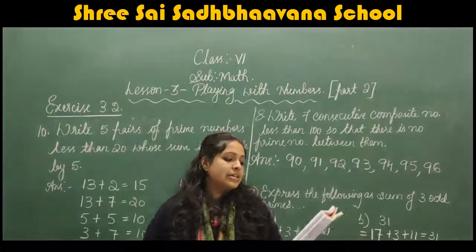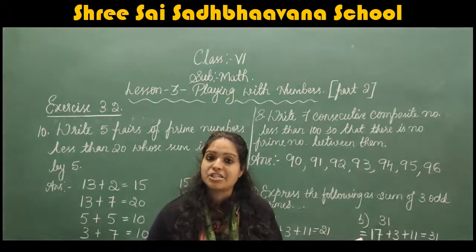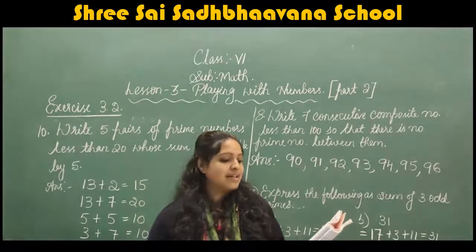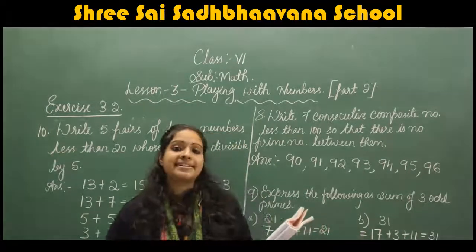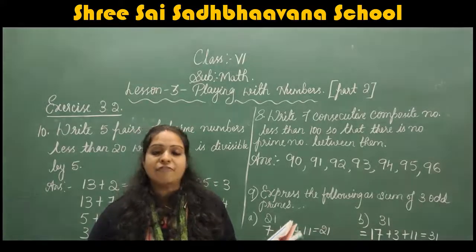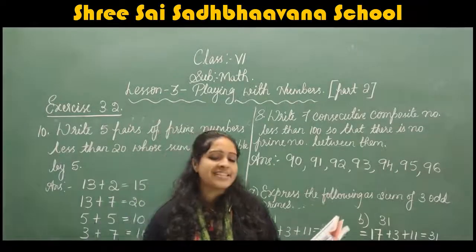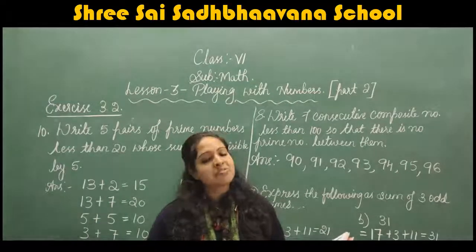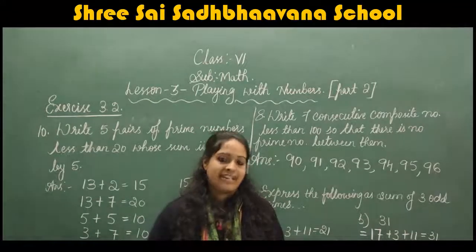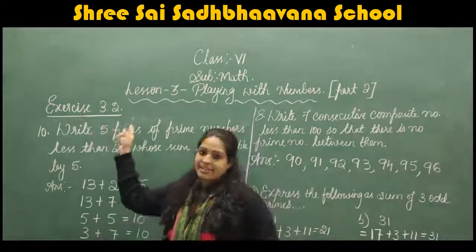Next. The smallest prime number is dash. Which is the smallest prime number, children? 2 is the smallest prime number. Next, the smallest composite number is dash. Which is the smallest composite number? 4 is the smallest composite number. The smallest even number is dash. Which is the smallest even number? 2 is the smallest even number. So till here we have finished exercise 3.2.